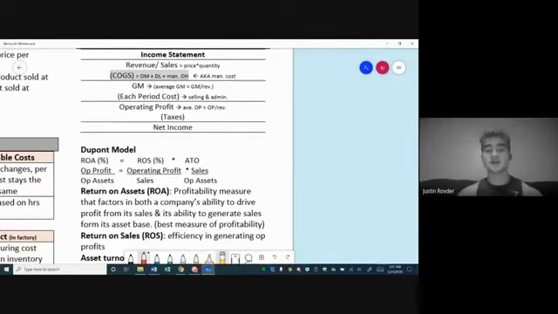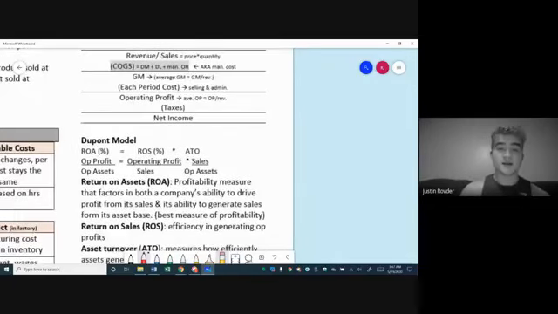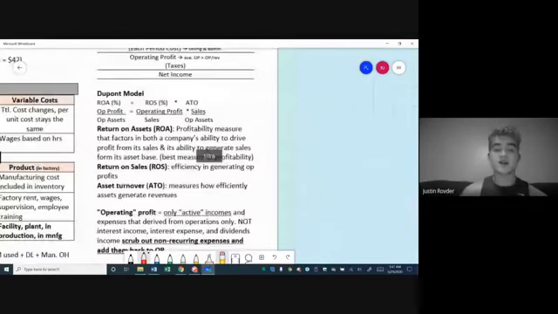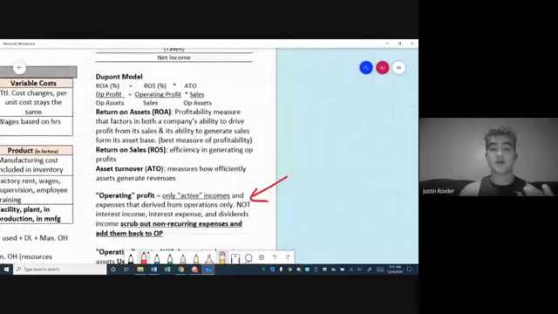Now, one thing to note here is that because we're focusing on managerial accounting, we want to focus on operating profit and operating assets. That means that we only want to include profit that is an active income as listed here. So we don't want to use any profit that is derived from interest income or interest expenses or dividends income. We only want to use active forms of income. And so that should generally just be given to you as income on the exam. I don't really think they're going to try to trick you with that.